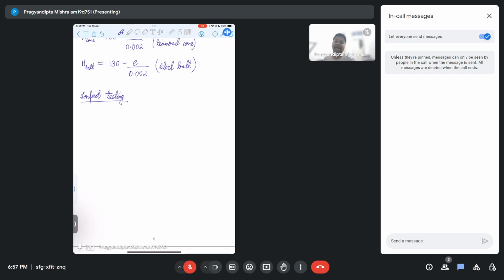So what exactly is happening in this test, impact testing? What exactly are we looking at? Before that, I'll just write it up. Impact testing measures notch toughness. This is something that you can remember.